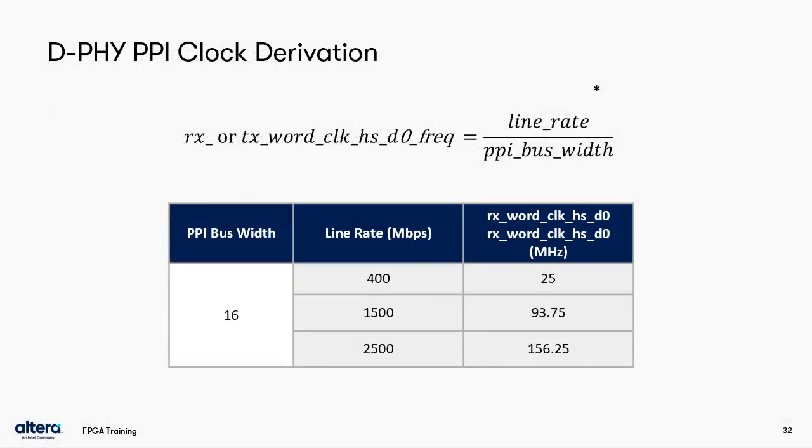The DPHY IP gets configured to generate the clocks on the PPI to synchronize the transfers with the IP at the other end, like the CSI2 IP. These clocks are the transmit and receive high-speed word clocks. Their frequency will be set to the line rate divided by 16, the width of the PPI data bus. As we learned in the CSI2 IP section, these clocks are used only for the transmission of data between the IPs. The CSI2 IP core runs off of the AXI4-Stream clock.